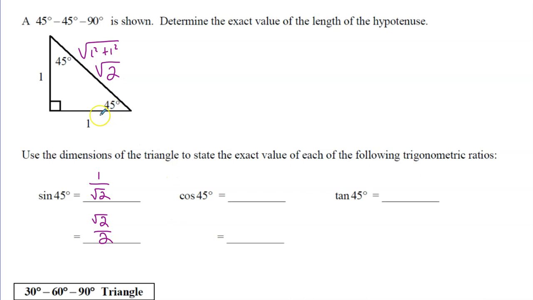Cos of 45 is adjacent, so also 1 over root 2, which we generally just write as root 2 over 2. And the tan of 45 is opposite over adjacent, which is 1.